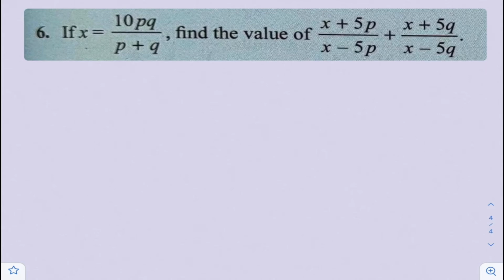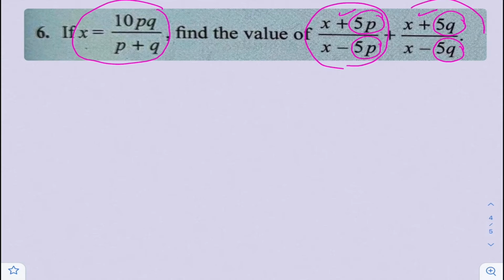Let's solve question number 6 now. This is what is given to us, and here we have to find the value. Here also you can take a hint: x plus 5p upon x minus 5p, then we have x plus 5q upon x minus 5q. So this question we have to do in two parts. First we will find the value of this part, then the value of this part, and then we will add them.